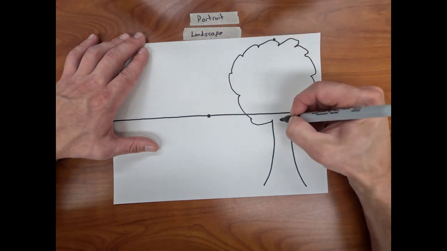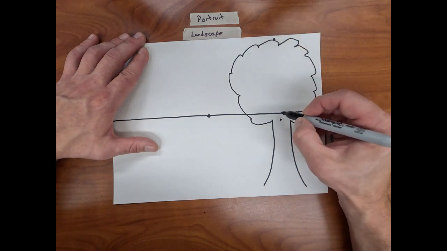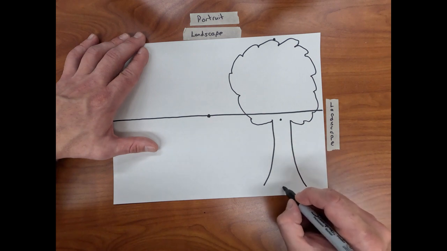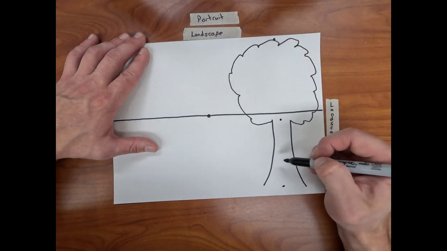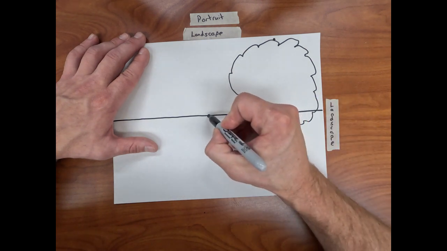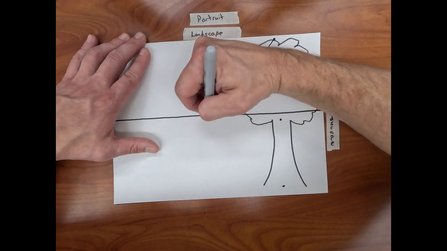That's going to be one segment. The second segment is going to be from where the branches meet the trunk and the bottom of the trunk. So these are going to be two different sections or segments. I'm going to connect those to the vanishing point.